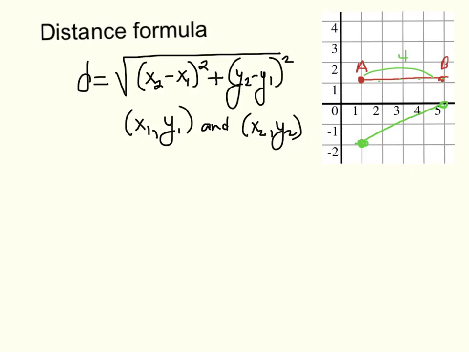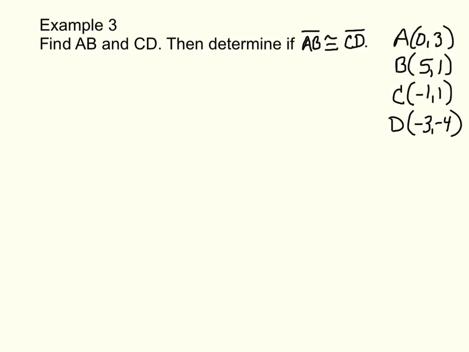So let's use that as an example. Example number 3, we're going to use the distance formula. Find the length of AB and CD. Notice right here that we do not have segment symbols, so that means we need to find the length. Then determine if segment AB is congruent to segment CD. So we first have to find the distance from A to B, which is the length, and the distance from C to D. So let's use the distance formula. We're going to start with segment AB.